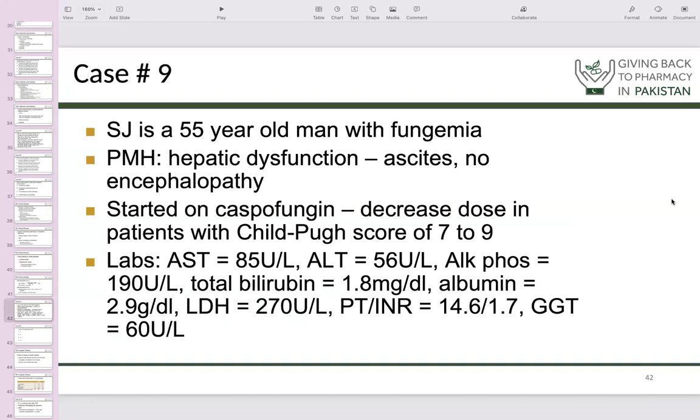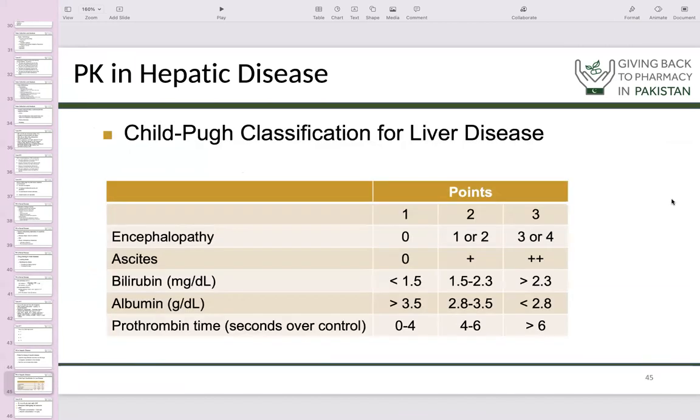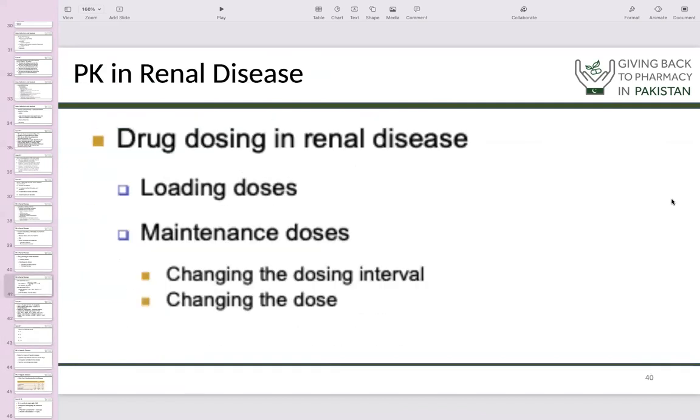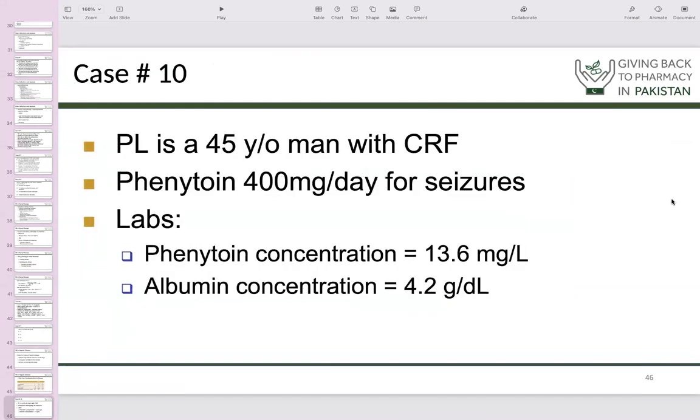If we calculate the Child-Pugh score of this patient based on the labs provided here, you can calculate it after this presentation, which will be shared with you. The Child-Pugh score of this patient will be 8. C is the answer, based on the ascites and all the information provided in the question. So you have to memorize this chart. Obviously, it is important in terms of the exam. A question can come in the exam.